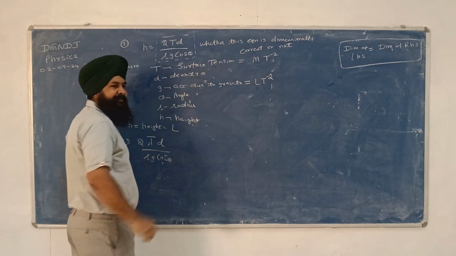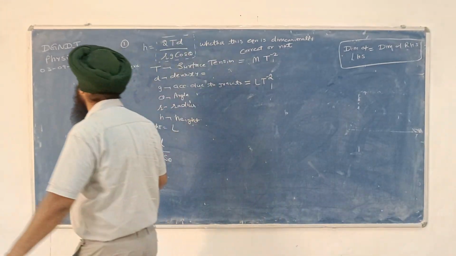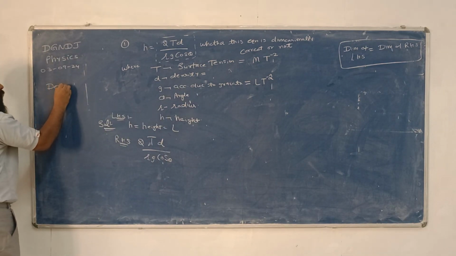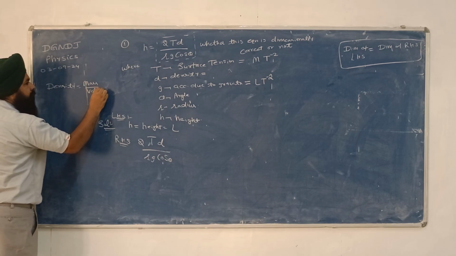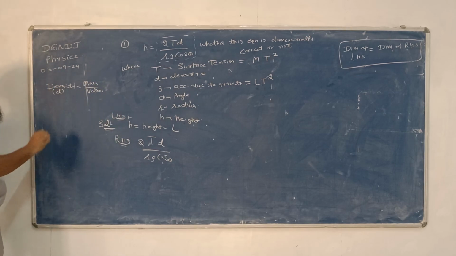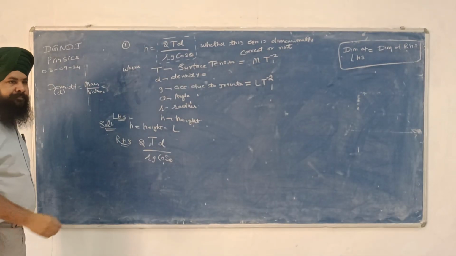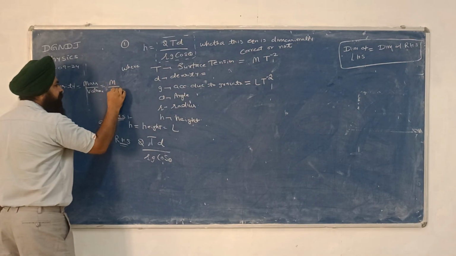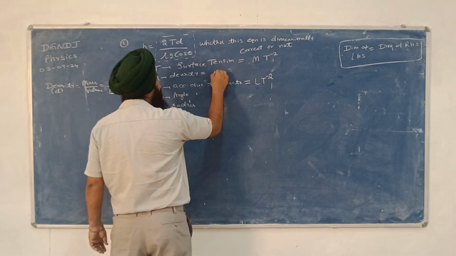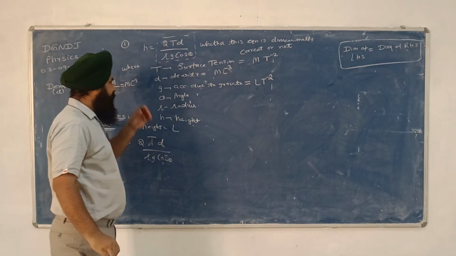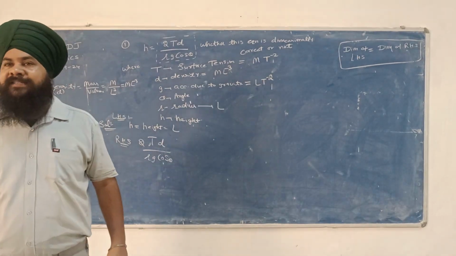What is the dimensional formula for density? Density is equal to mass upon volume. This is called D. What is the formula of mass? M, and volume is L cubed. The formula is ML minus 3. So I will write here ML minus 3. Radius R: the dimensional formula is L.